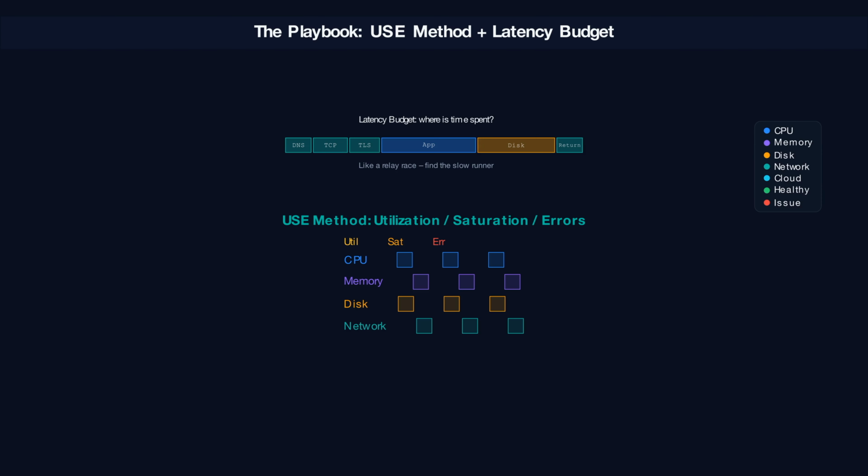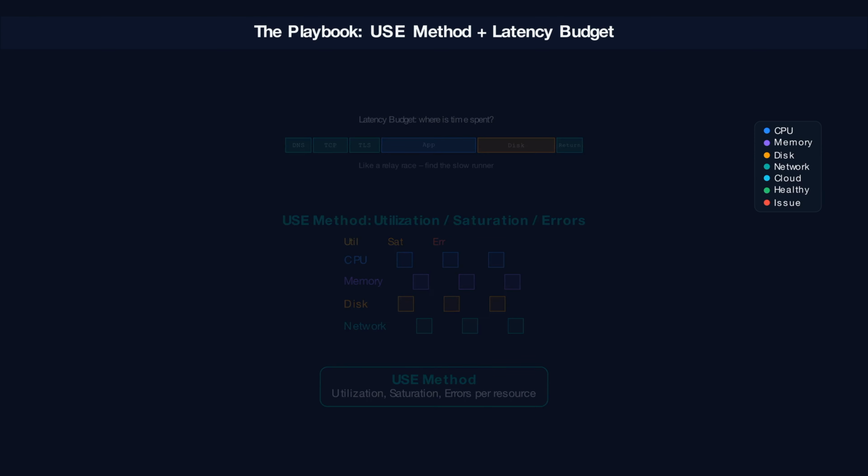Second, the USE method by Brendan Gregg. For every resource, check 3 things. Utilization, how busy is it? Saturation, is work queuing up? And errors, are things failing? We apply this to CPU, memory, disk, and network. It is like a doctor's checklist. Instead of guessing what hurts, you systematically test each organ. This avoids the random guessing that wastes hours.